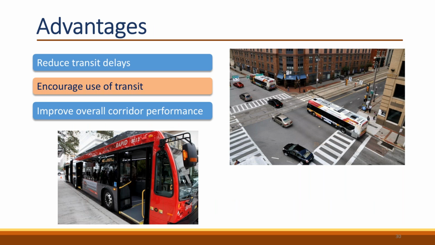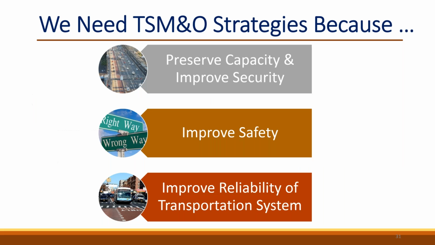I already mentioned this, but the advantages are reduced transit delay, encouraged use of transit, and improved overall performance of the corridor. Again, just to reiterate, it improves travel time. What we found from our analysis was that it improves travel time not only for buses, but for all other vehicles as well.